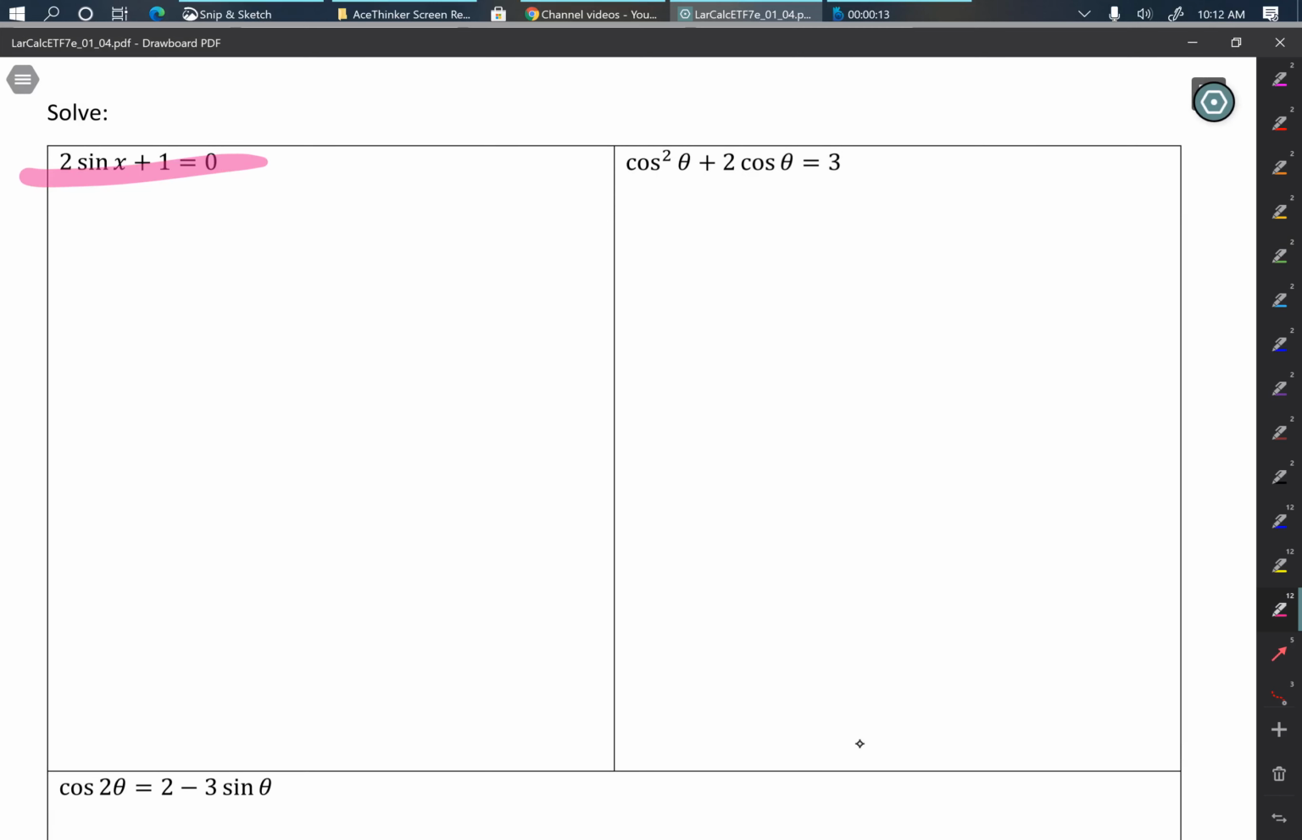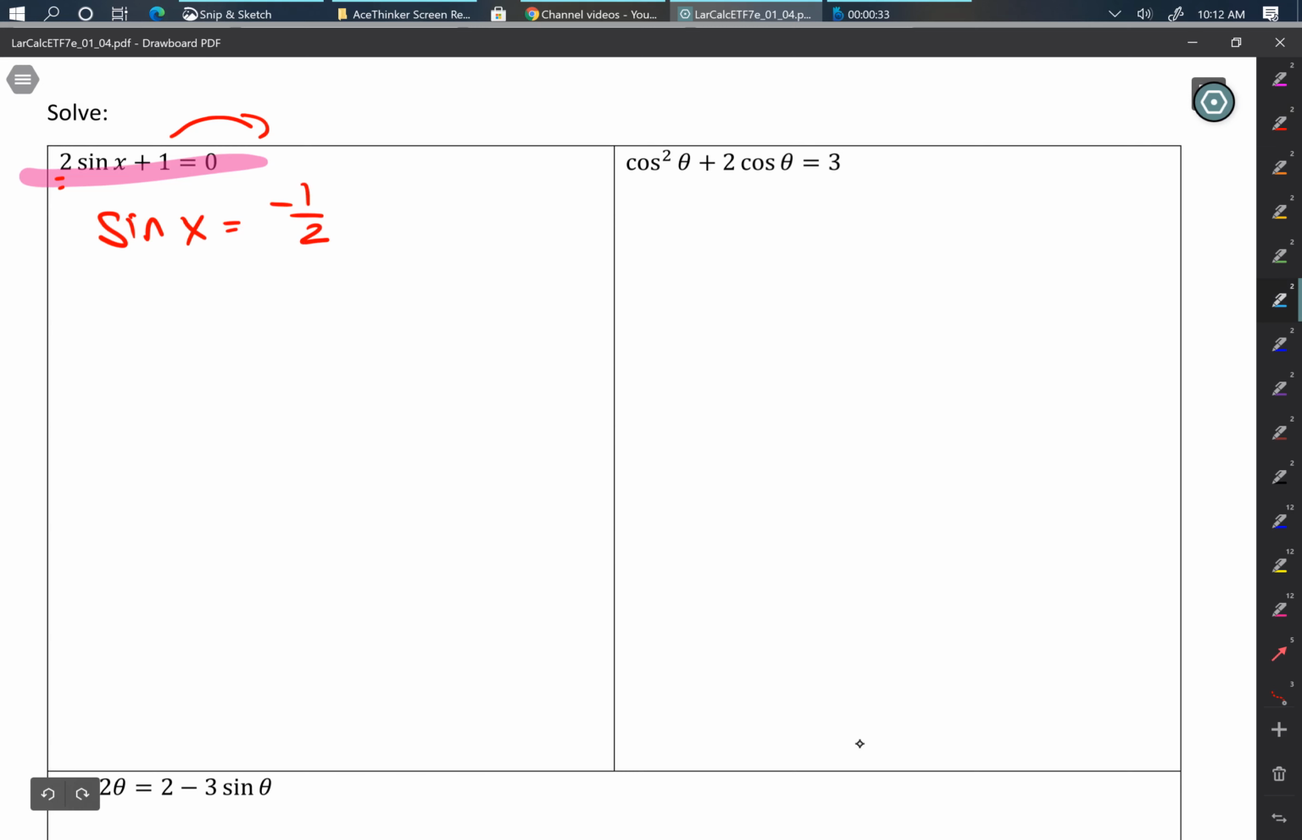equal to 0. Now, we start out solving trigonometric equations using algebraic techniques. That is, we're going to isolate not necessarily the variable per se, but the trigonometric function that contains the variable. So I'm going to kick that 1 over to the other side and divide by that 2, and I'm going to get the statement then that the sine of x is equal to negative 1/2.